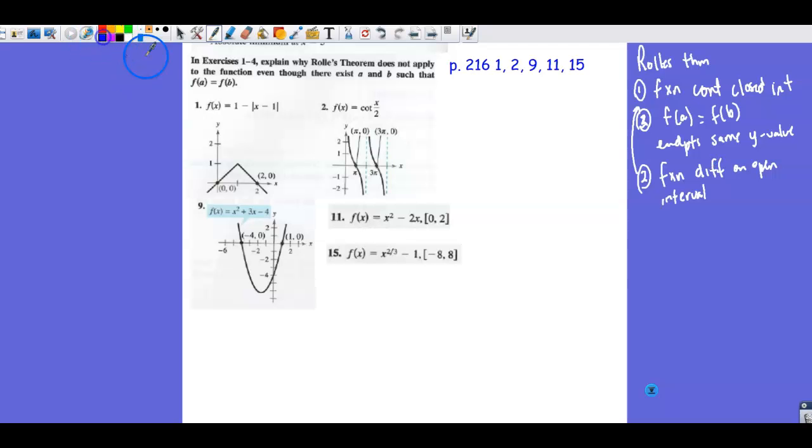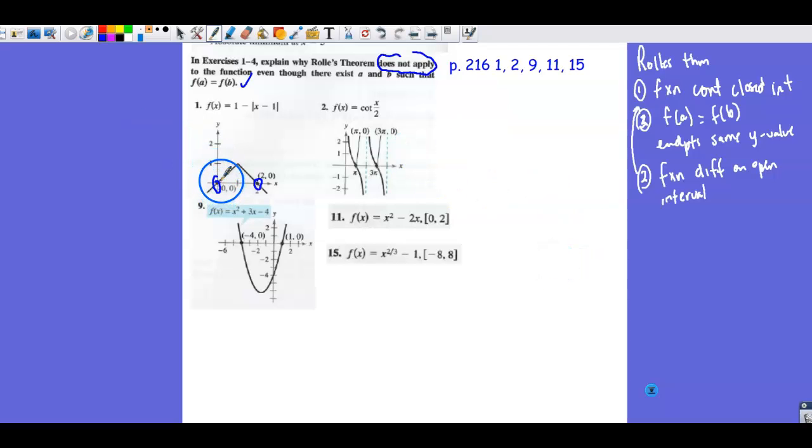So let's take a look at number 1. In exercises 1 through 4, explain why Rolle's theorem does not apply. They're already telling us this is not going to work. It's going to break one of these three conditions. Even though there exists an a and b such that f of a equals f of b, so it's not going to be the third condition. The two endpoints are going to have the same y value. If we look at number 1, here's the first endpoint, here's the second endpoint, yep, they have the same y value.